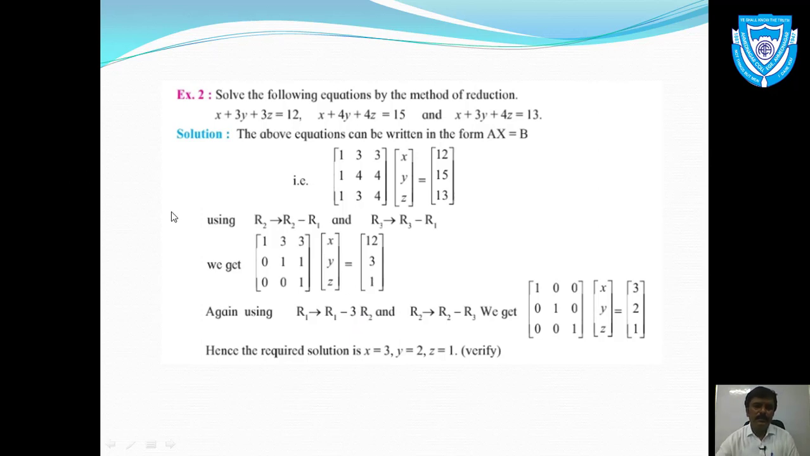x plus 3y plus 3z equals 12, y plus z equals 3 and z equals 1. After converting this matrix form into equations, we'll get 3 different equations. Now from the first equation, in the first equation there are 3 variables. In the second equation we'll get 2 variables, that is y and z, but in the third equation there is only 1 variable. So from the third equation we can directly say that z equals 1.